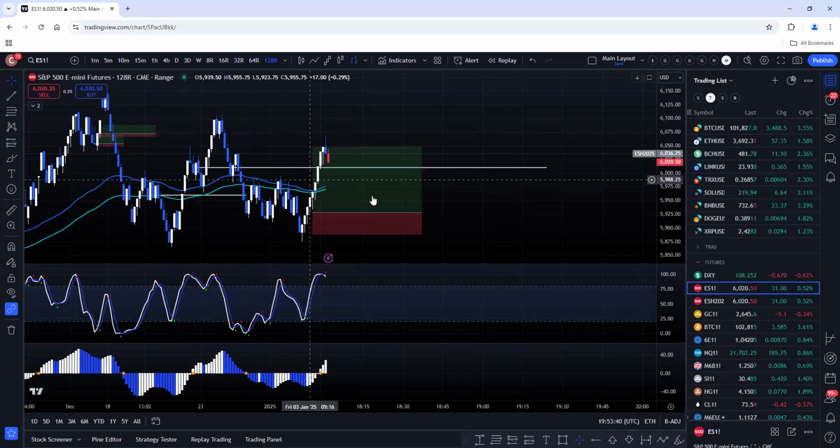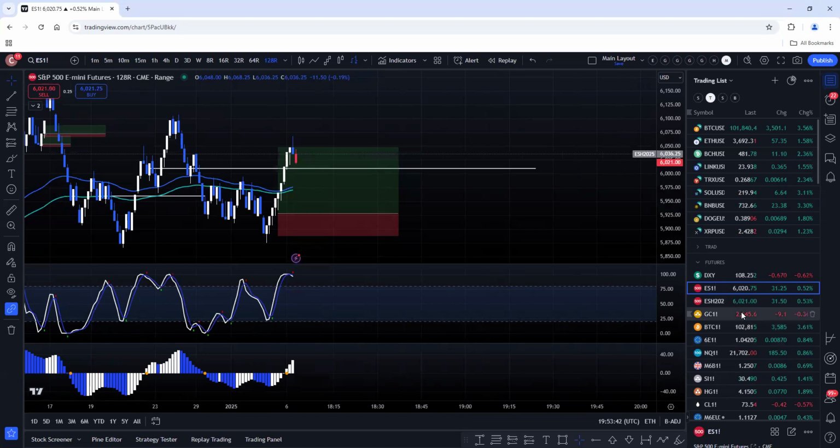Got a cool trade marked out here. Unrelated, but a nice flex regardless.